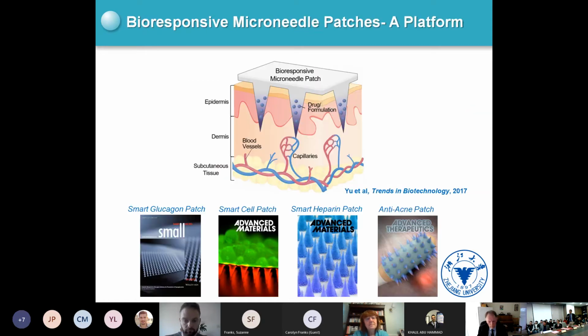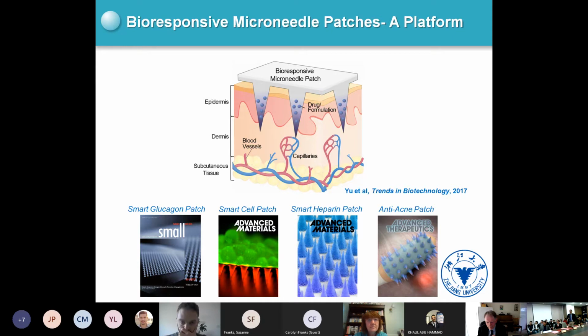Later we thought this could be a broad platform technology, because you can load different drugs with the formulations, and they can respond to different biomarkers associated with different diseases, and then promote the release of the drug locally in the skin. Meanwhile, they can also be delivered to the whole body through the lymphatic circulation system as well as the capillary system.